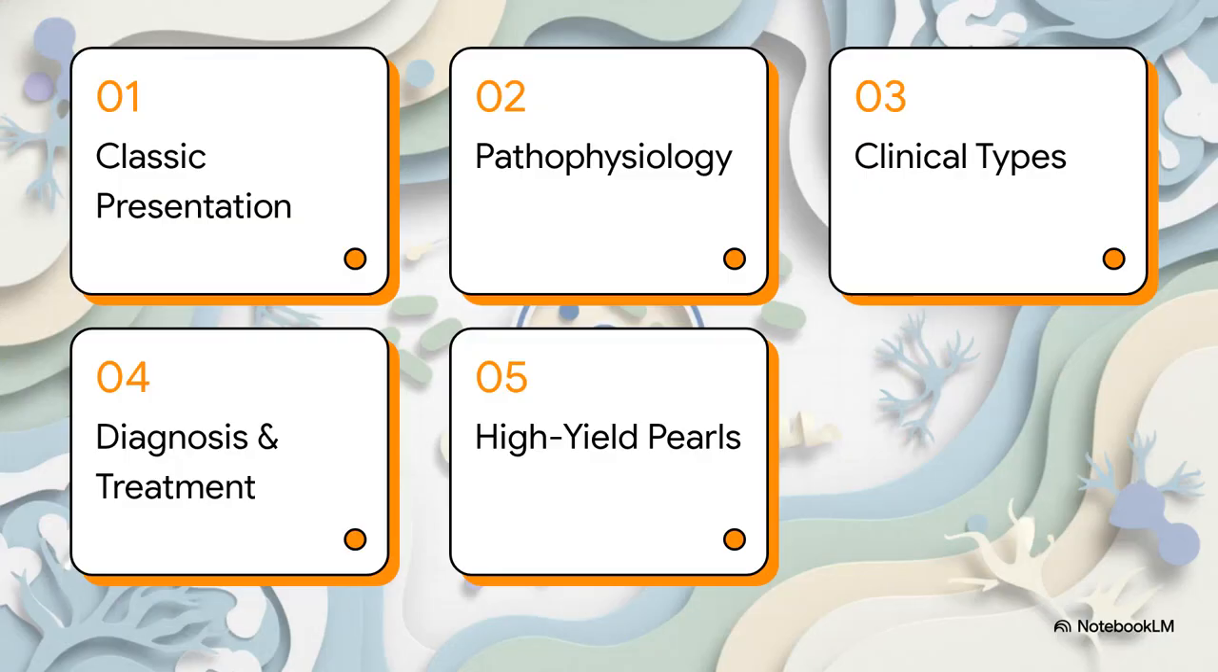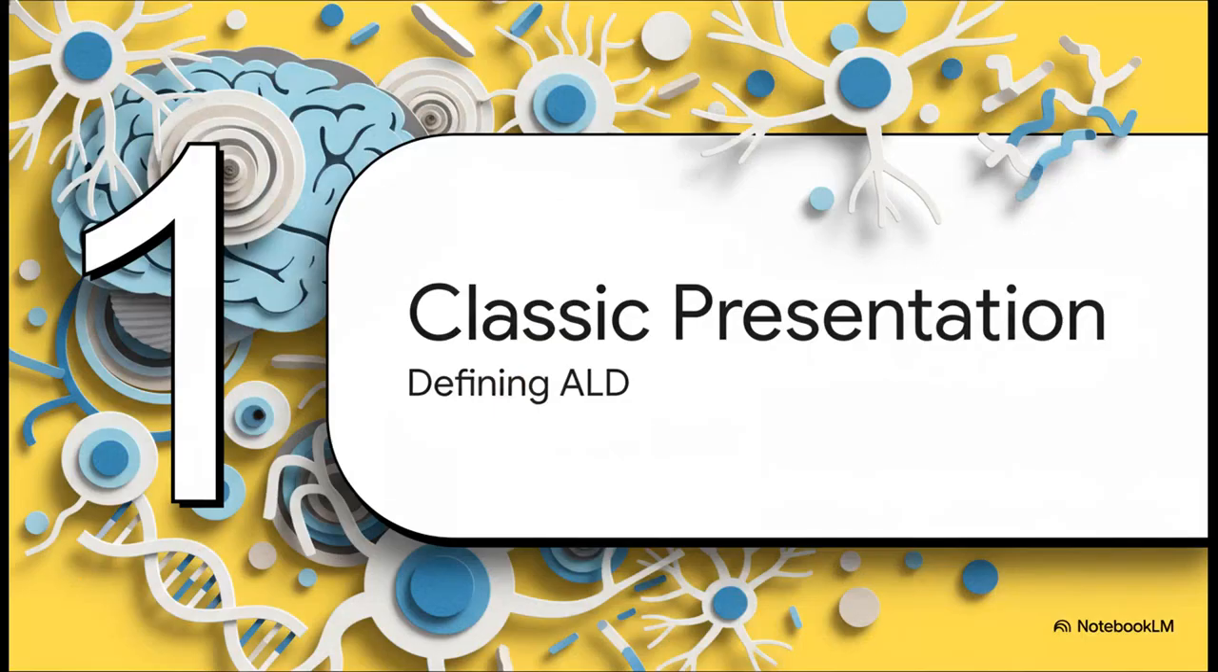Okay, let's crack this case by breaking the disease down step by step. Here's our game plan. First, the classic presentation. Then, genetics and pathophysiology, followed by clinical types and features, diagnosis and treatment, and finally, we'll wrap up with some high-yield exam pearls. Let's jump right into part 1, the classic presentation.